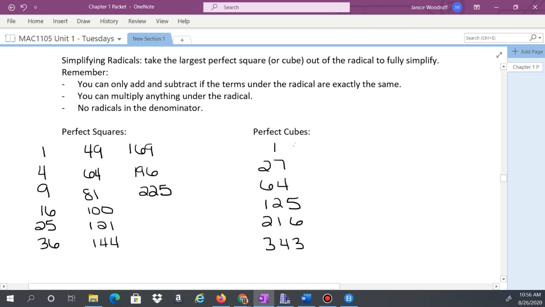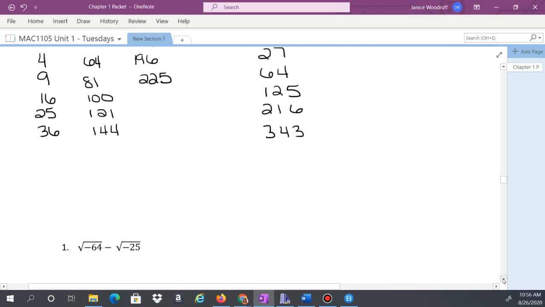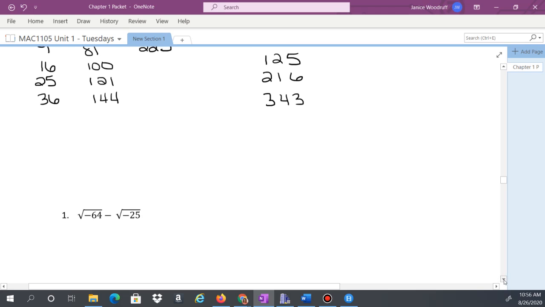Oh, 8. You're right. Thank you. 2 cubed is 8. I went straight from 1 to 3. Thank you. Okay, so let's take a look here. Oh, these are perfect anyway.